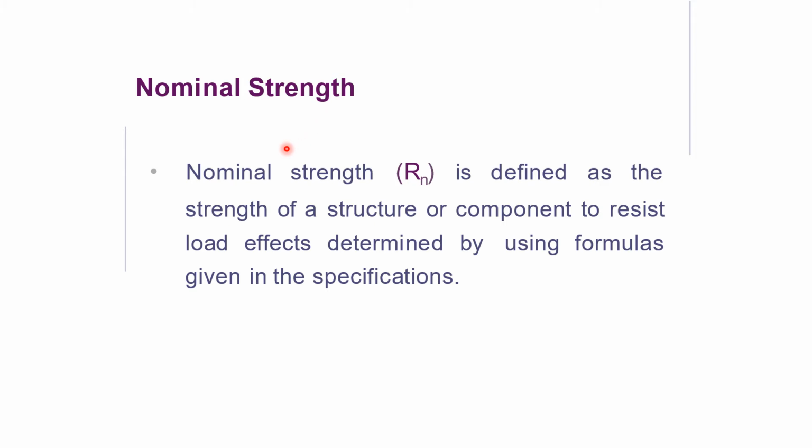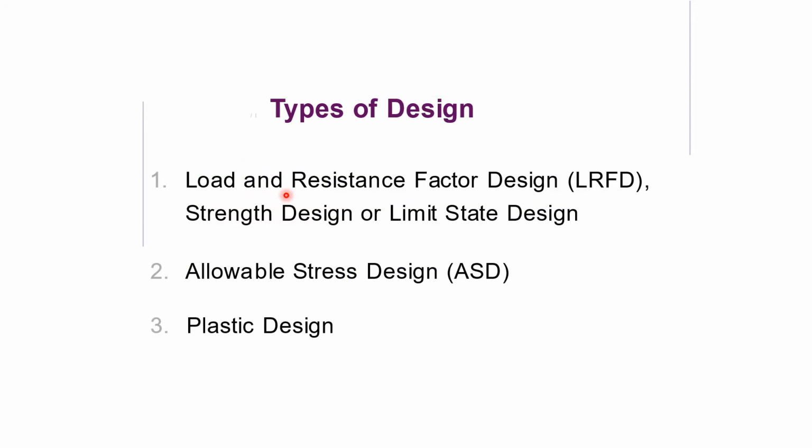Nominal strength. Nominal strength is defined as the strength of a structure or component to resist the load effects, determined by using the formulas given in the specifications. In the AISC, American Institute of Steel Construction, formulas are given to calculate the strength of materials like tension members, compression members, different types of members. The strength formulas are given. So by using these formulas, we get the strength of the material, that is called the nominal strength.